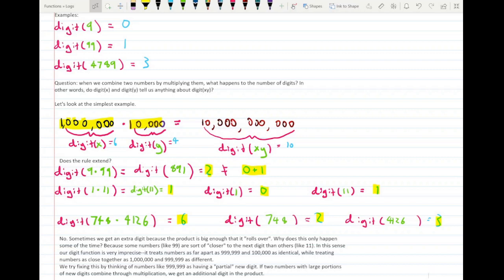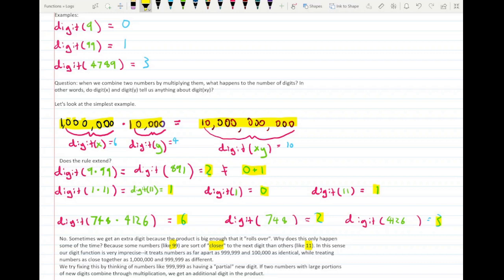Why does it always happen? Well, the reason it's always so close to the sum is because of similar logic to up here, right? When you're multiplying these two numbers, you're kind of adding the number of places they have, almost. The reason we sometimes get an extra digit is because some numbers are in some sense closer to the next digit than others, right? 99 is much closer to having another digit than 11 is.